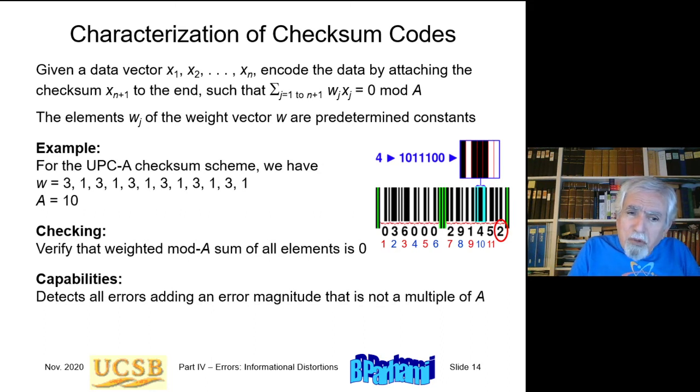Okay, such a checksum code detects all errors that add an error magnitude that is not a multiple of A. If the error magnitude, what is added to that checksum, is a multiple of A, then the error goes undetected.